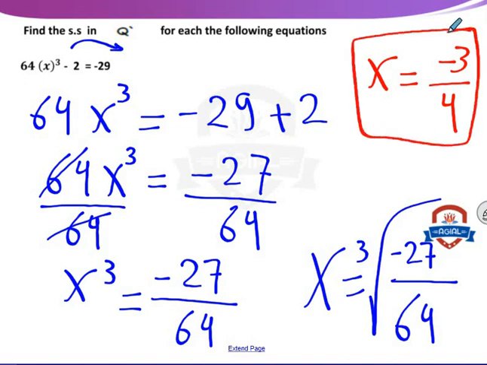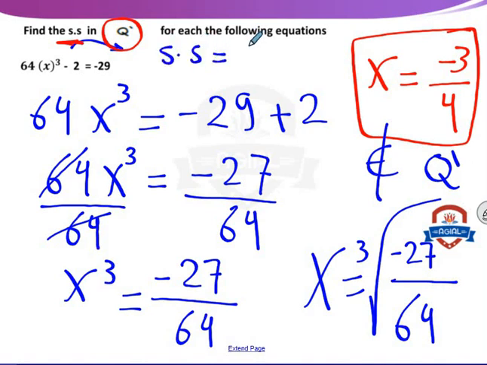I need the solution set in Q dash. Minus 3 over 4 does not belong to Q dash. So the solution set will be the empty set.